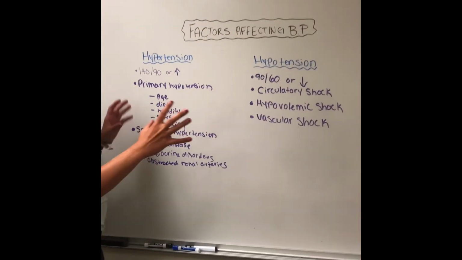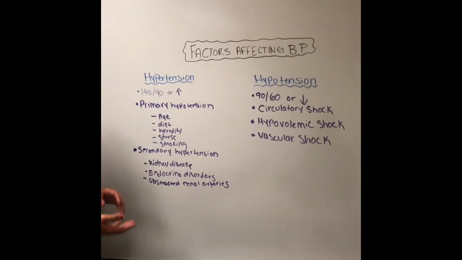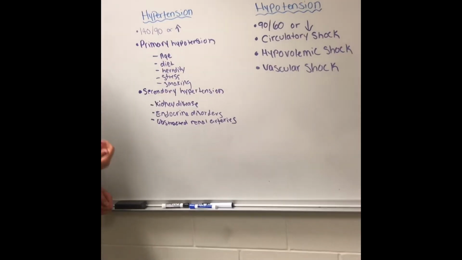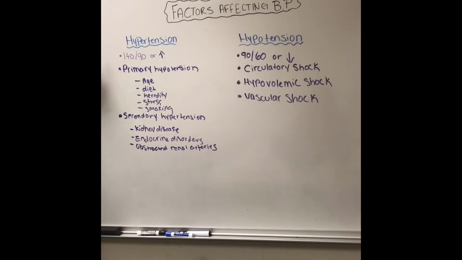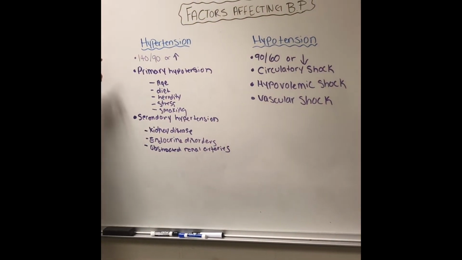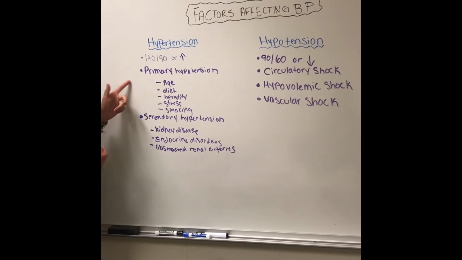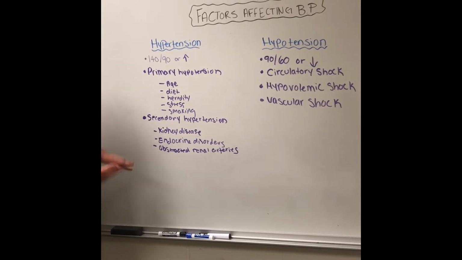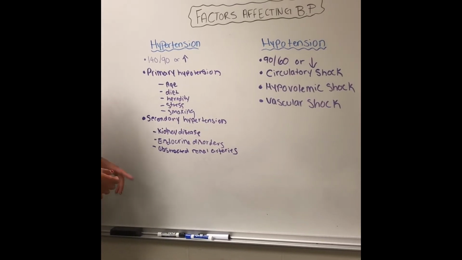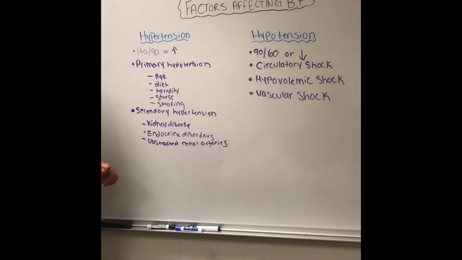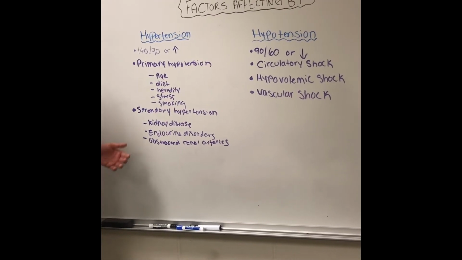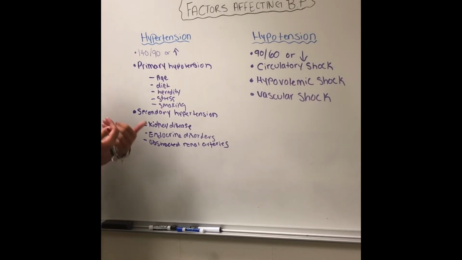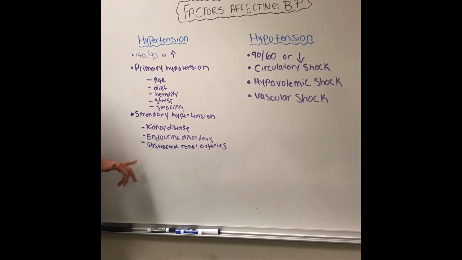So these are different factors that are going to affect your blood pressure. You have hypotension, which is a low blood pressure, and hypertension, which is a high blood pressure. Hypertension is going to be anything over 140/90 or higher, and you have primary hypertension and secondary hypertension. Primary is going to be caused by things like age, diet, heredity, stress, smoking can even cause it. And then secondary hypertension is going to be from things like kidney disease, endocrine disorders, or an obstruction of renal arteries.